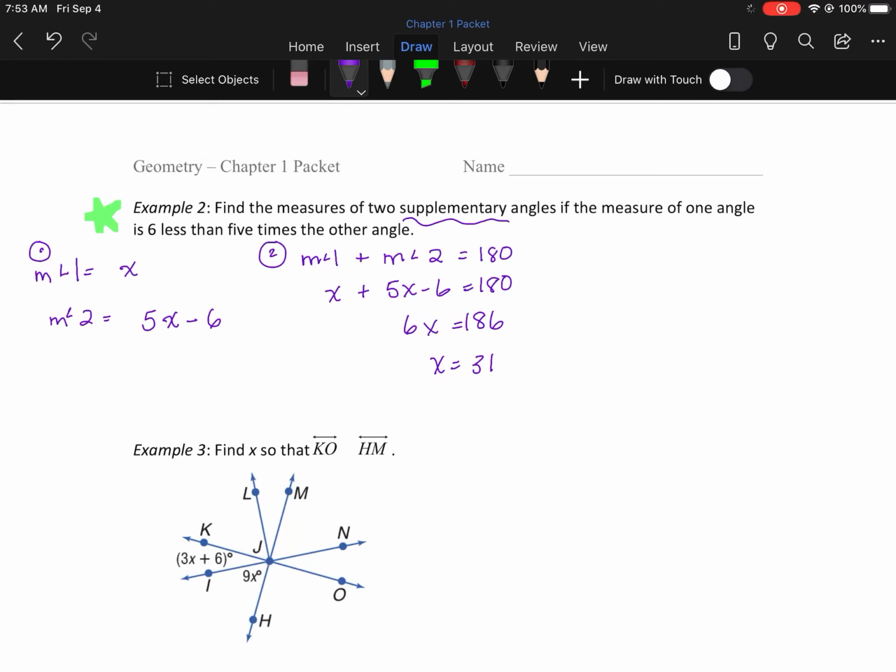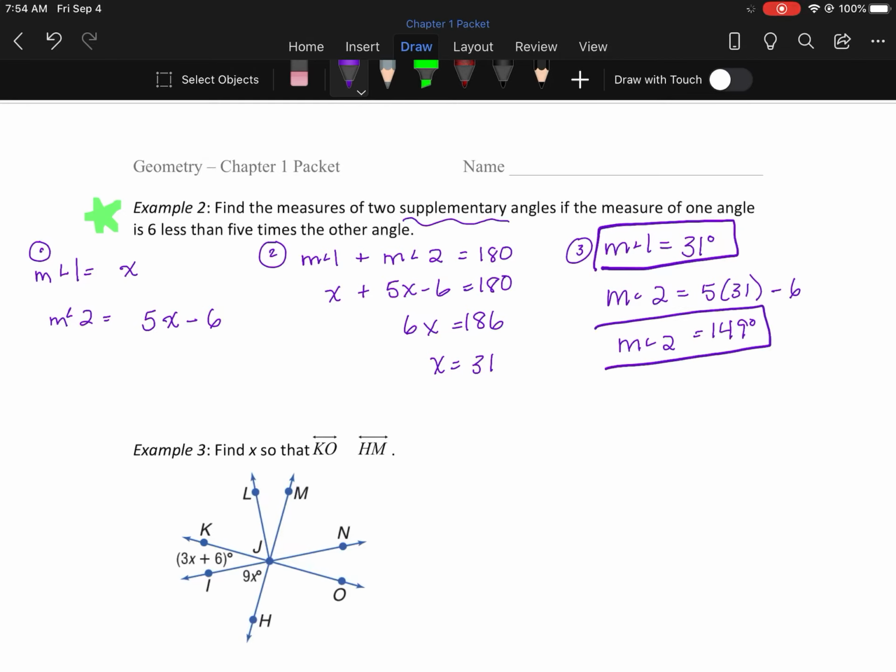So find the measure of both. All right, so we're not done. The measure of angle 1 is just x, so we can say, hey, that's 31 degrees. But the measure of angle 2 is 5 times 31 minus 6. So we end up getting 149 degrees for the measure of angle 2. So the measure of angle 1 is 31, the measure of angle 2 is 149.